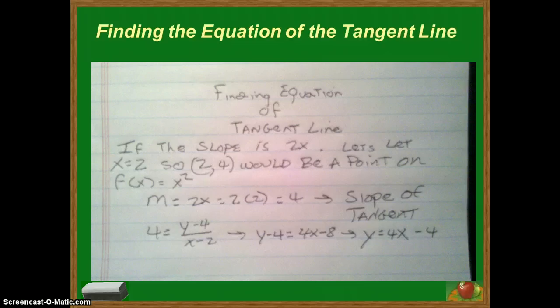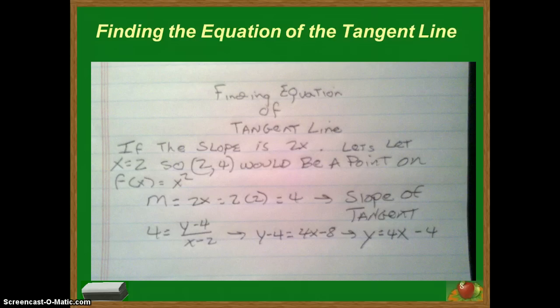So let's just say x is 2. Then the point that we're interested in on the curve would be (2, 4), because 2 squared is 4, and the slope, 2 times 2, would be 4. So the slope of the tangent at the point (2, 4) on the curve y equals x squared would be 4.